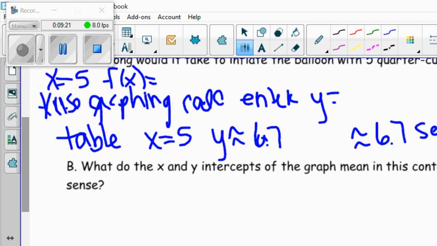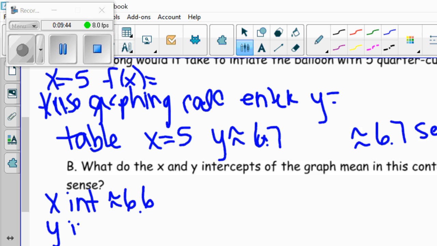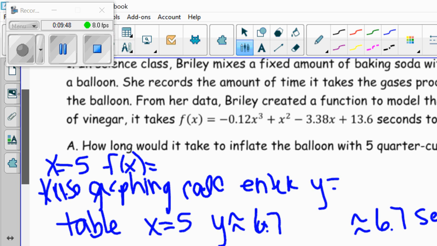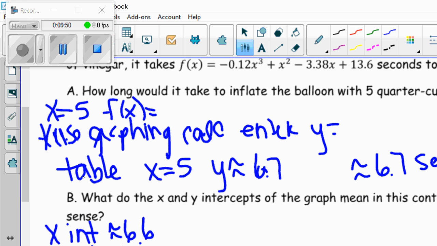So then it says, part B, what do the x and y intercepts of the graph mean in this context? And do those values make sense? Okay. So again, we're going to look at the graph on the graphing calculator that we have graphed. We're going to find our x and our y intercepts. So my x-intercept, if you look at the graph on the graphing calculator, is approximately 6.6. A y-intercept, we can get that from our graph because it's just my c value, right? 13.6, or sorry, for my equation, 13.6.